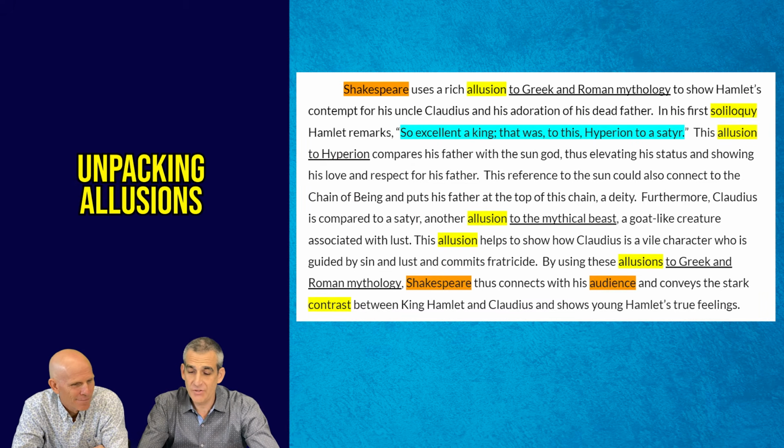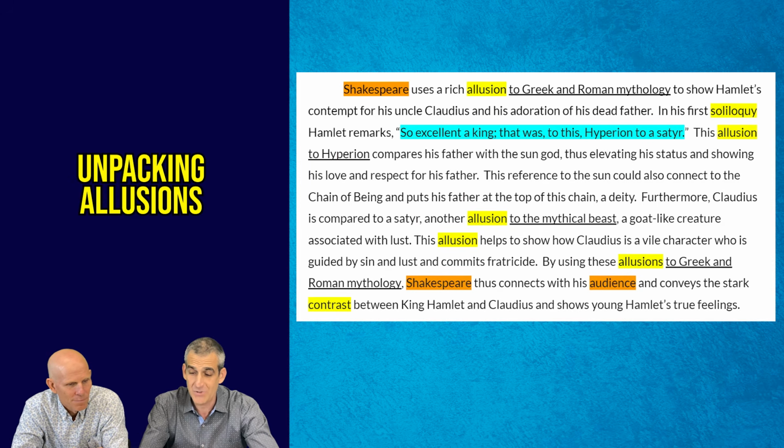Shakespeare uses a rich allusion to Greek and Roman mythology to show Hamlet's contempt for his uncle Claudius and his adoration of his dead father. In his first soliloquy, Hamlet remarks, "So excellent a king that was to this, Hyperion to a satyr." This allusion to Hyperion compares his father with the sun god, thus elevating his status and showing his love and respect for his father. This reference to the sun could also connect to the chain of being and puts his father at the top of this chain, a deity.